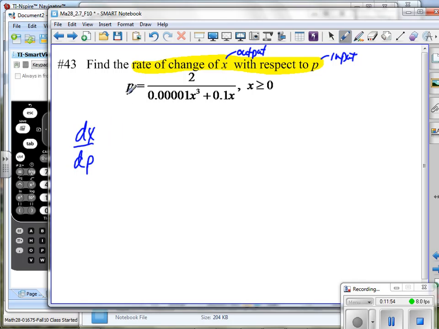How would I find the derivative with respect to p? This is what we're trying to find now. I'll put the word find up here. We could solve for x. It would be a little difficult though, because that's an x cubed and that's an x. So what we can do is what we would be doing anyway, and that is find the derivative with respect to what? p, of each side.